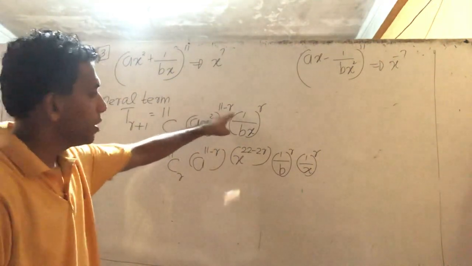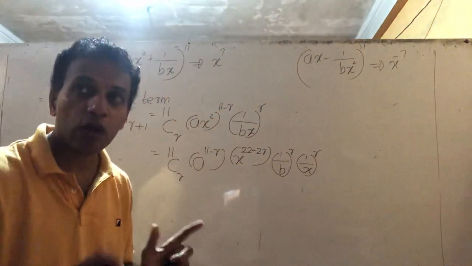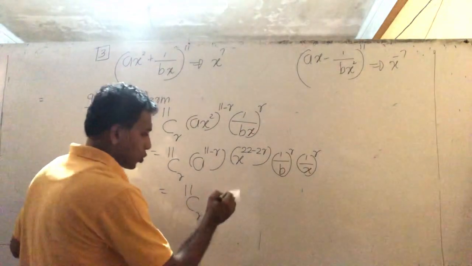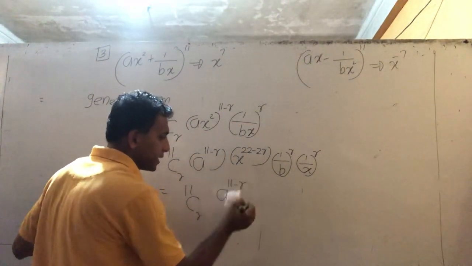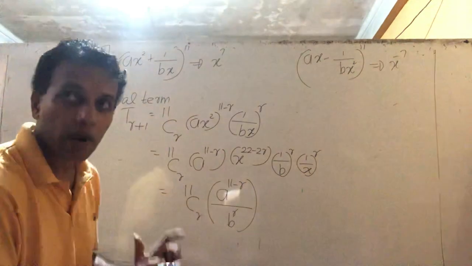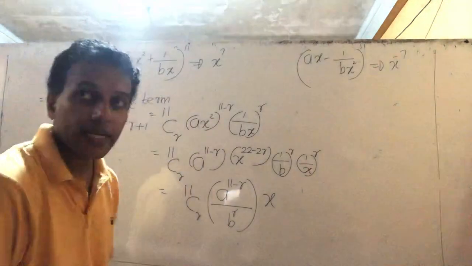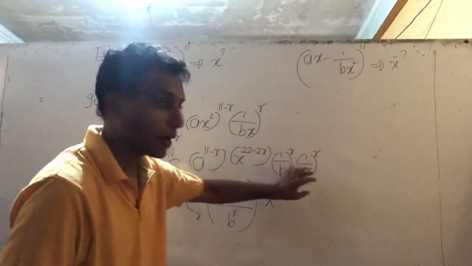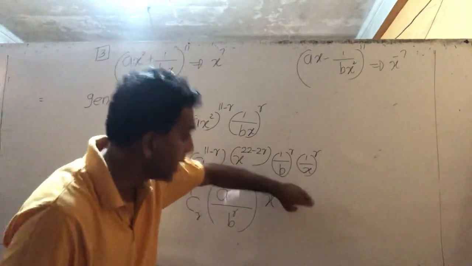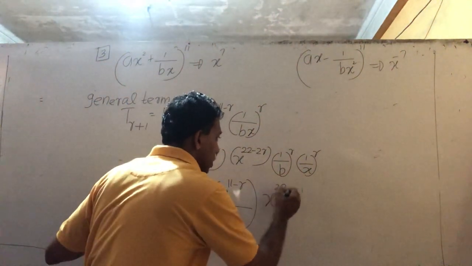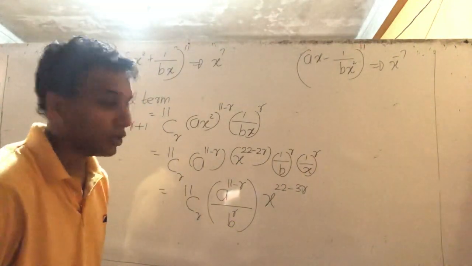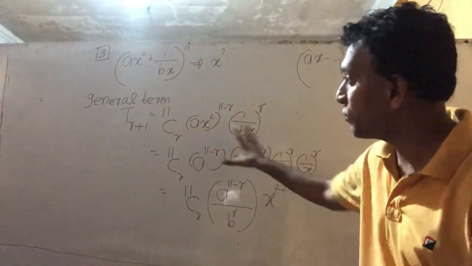The power belongs to a, to x squared, and also to r. Here a and b are constant numbers. So 11Cr, and the a and b part first: a to the power 11 minus r over b to the power r. These are the constant part. And what is x to the power? By the indices rule, dividing means subtract the powers. x to the power 22 minus 2r, take away r, therefore 22 minus 3r. This is the x power for the coefficient idea.